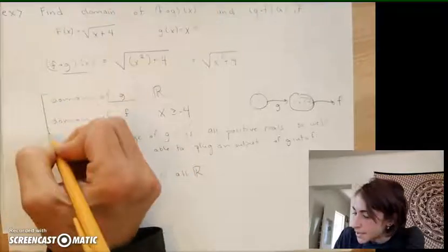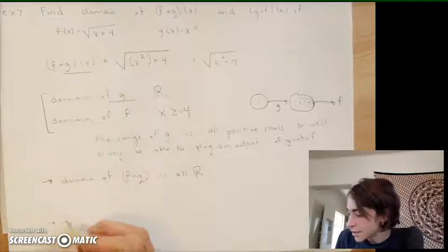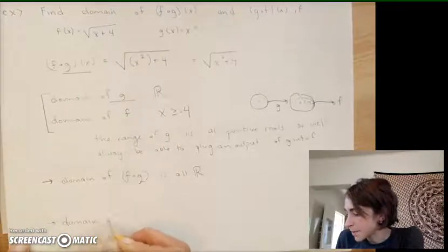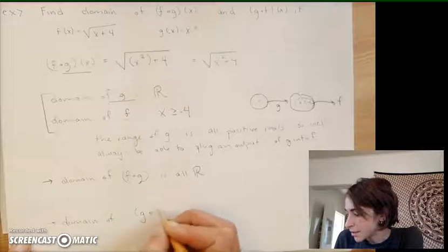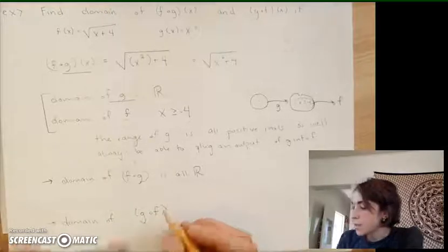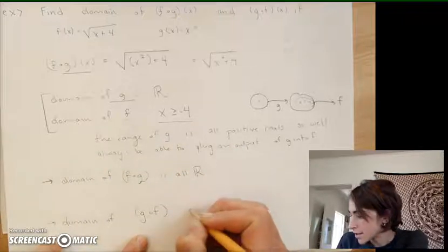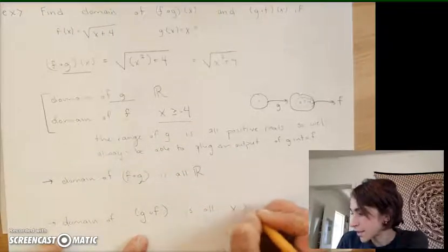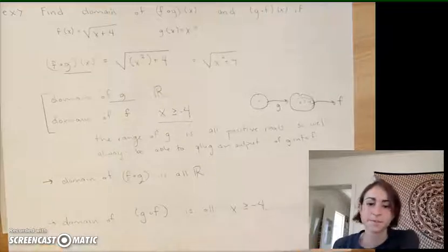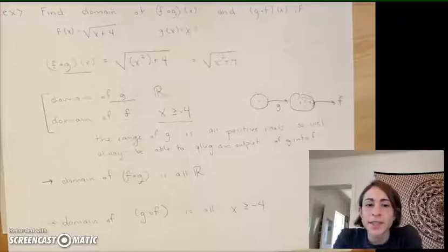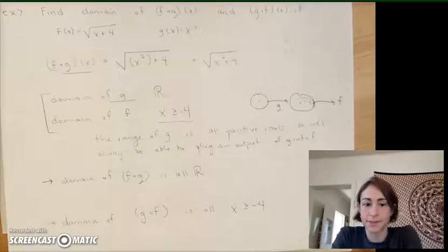Going the other way, we can still use this information. The domain of g composed with f, well, if f is my inside function, I am restricted by this. So this is all x greater than or equal to negative 4. Great. So hopefully this gave you some good examples for computing the domains of composite functions.